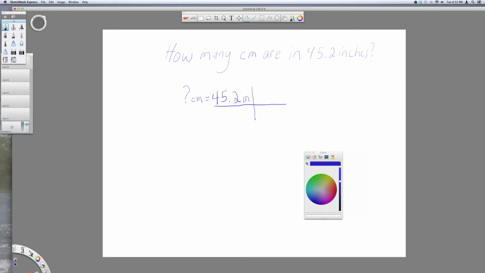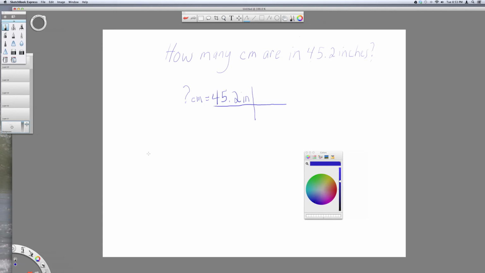And that's what these are. This is a fraction. In fact, I could put a 1 here, and it'd be 45.2 inches over 1. I could leave it there, or I could take it out. It really doesn't matter, because a 1 in the denominator position doesn't affect the outcome anyway.